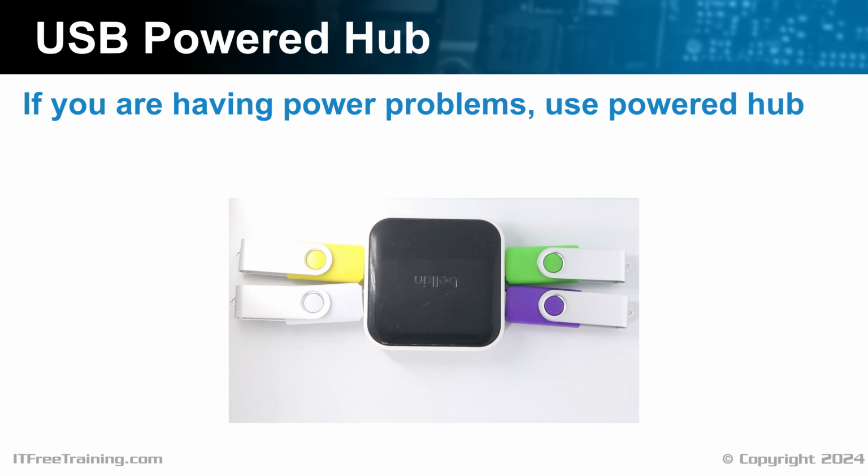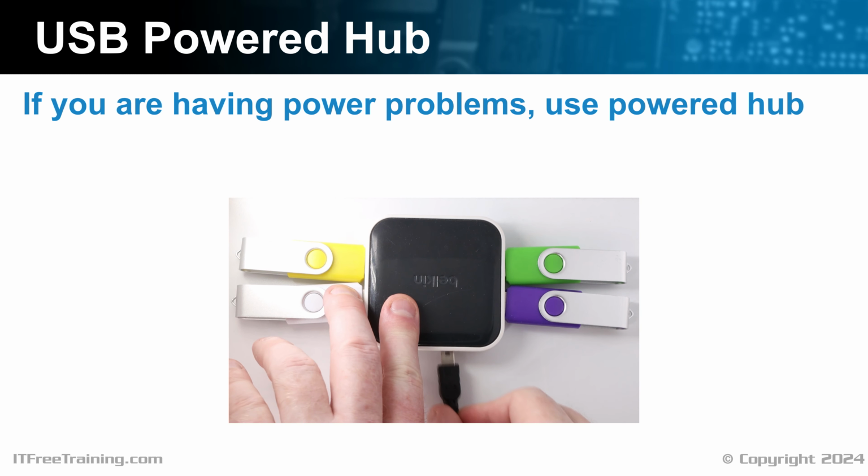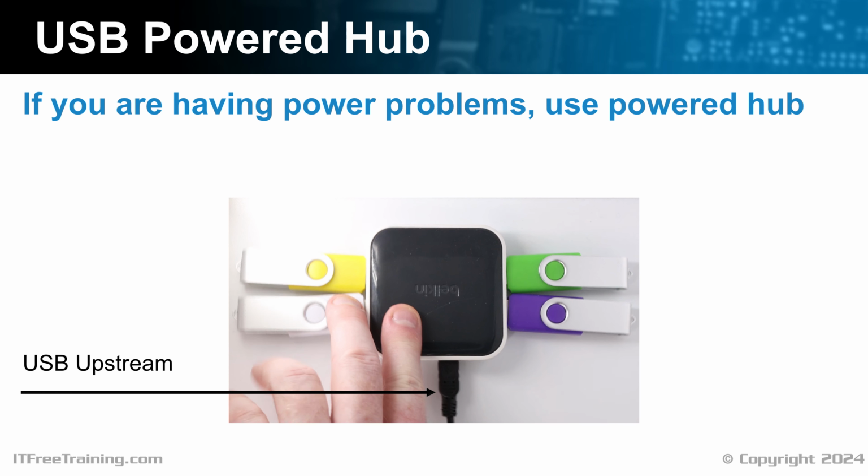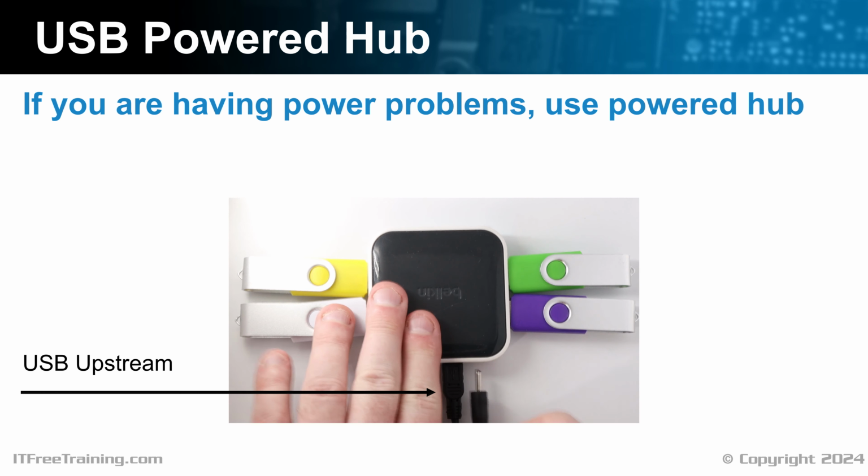If you're having power problems, use a USB-powered hub. You can see an example of a powered USB hub. All 4 output ports have a USB flash drive attached. To connect the USB hub to a computer, a USB cable is used. Next, an external power supply needs to be connected.